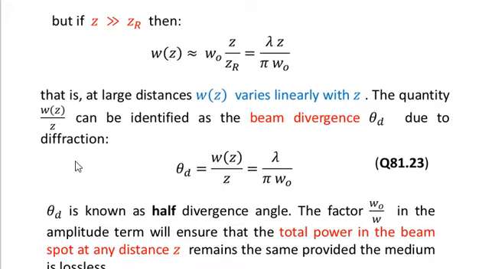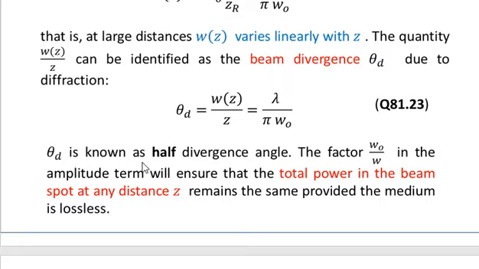And this beam divergence, which is due to diffraction, is given by the relationship shown in equation 23, that is, theta d is equal to W of z over z, which is equal to lambda over pi W naught. And you see that this beam divergence is independent of the value of z. It only depends upon the wavelength of light and the initial spot size measured at the beam waist.